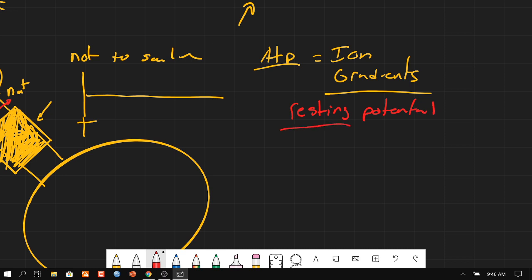When the cell is at rest, it's primed for action. It's ready to send electrical signals. Okay? When the cell is at rest, it's primed to send electrical signals. Ready to go.